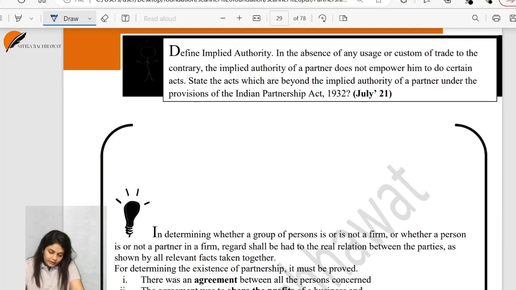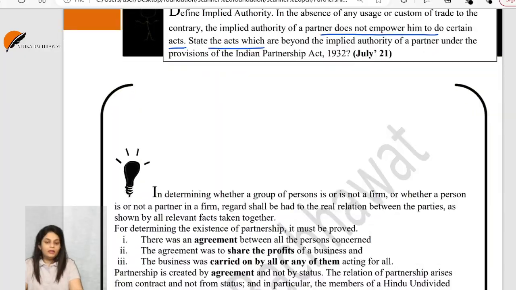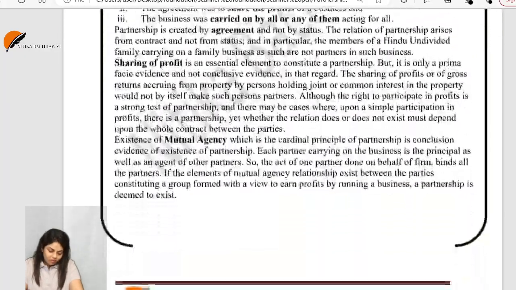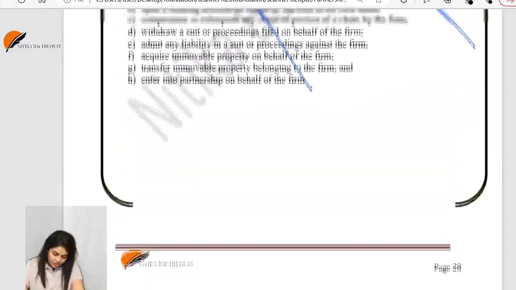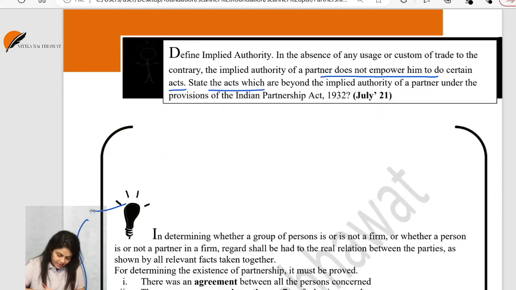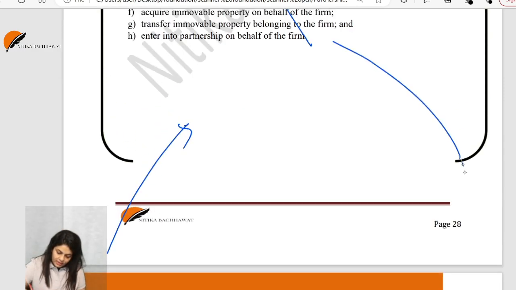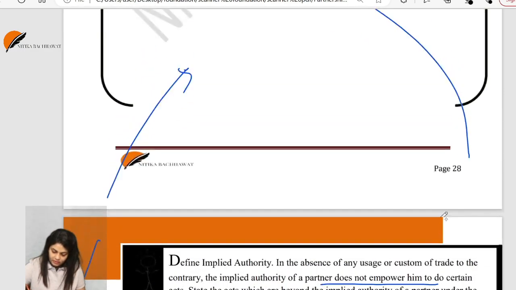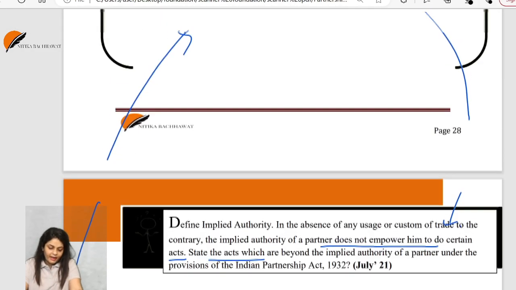Define implied authority. In the absence of any usage, the implied authority of a partner does not empower him to do certain acts. State the acts. So what is implied authority? Guys, this is the answer for this question. Actually, this has been interchanged. So this answer is for this one and this answer is for this one. Please make sure that you don't make any mistakes.